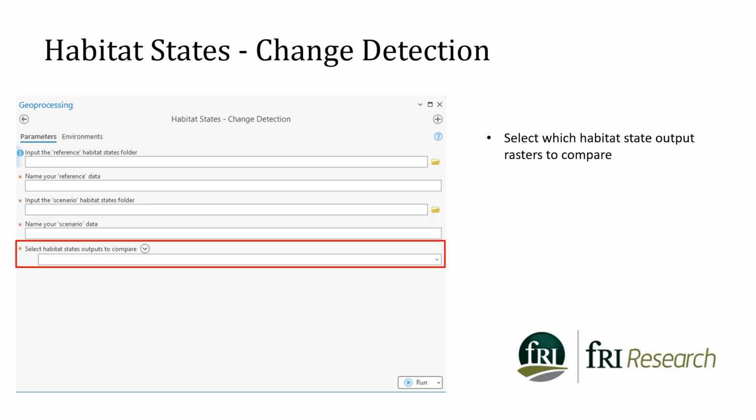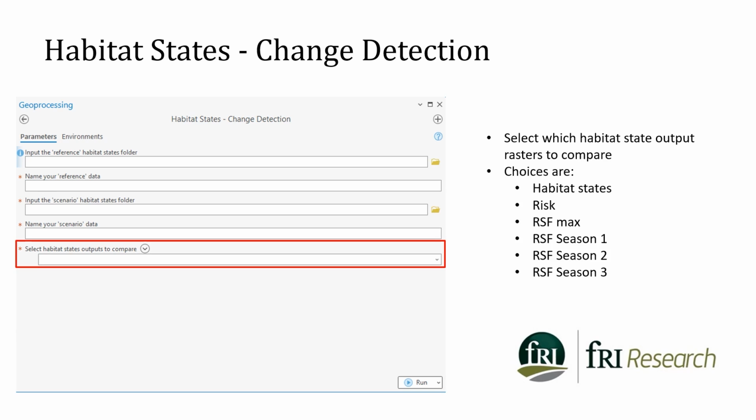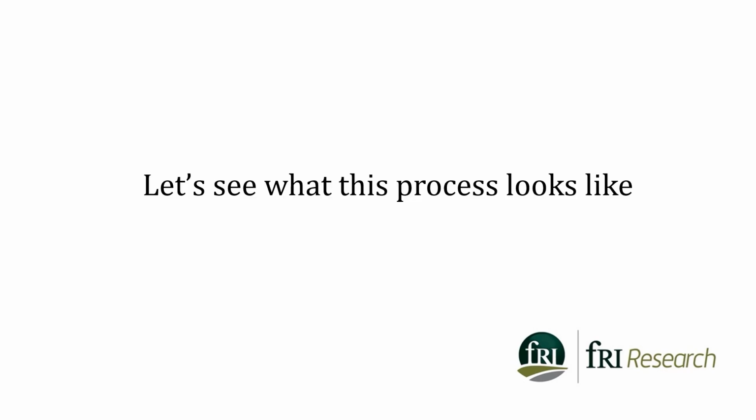Our final input here is where we'll select which habitat state output rasters you want to compare. So this is where we'll input which rasters you want to compare, and our choices are habitat states, risk, or RSF max, or our seasonal RSFs. So let's see what this process looks like. We're now going to go through an example of how to run this tool.